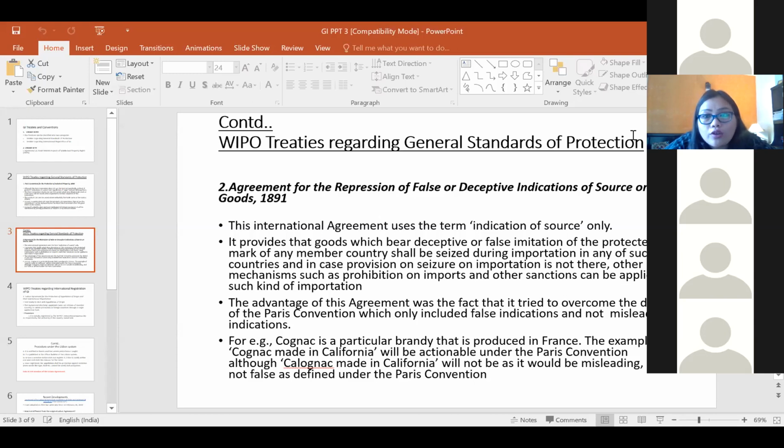So this is deception. Why do you have a word like that for the mango? Because you want to deceive the consumers, right? So that's a deceptively similar mark.